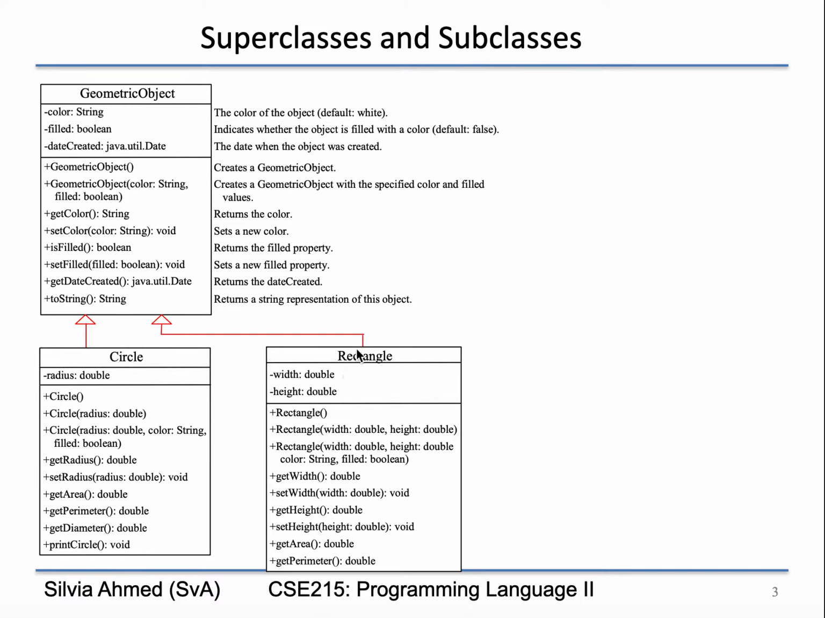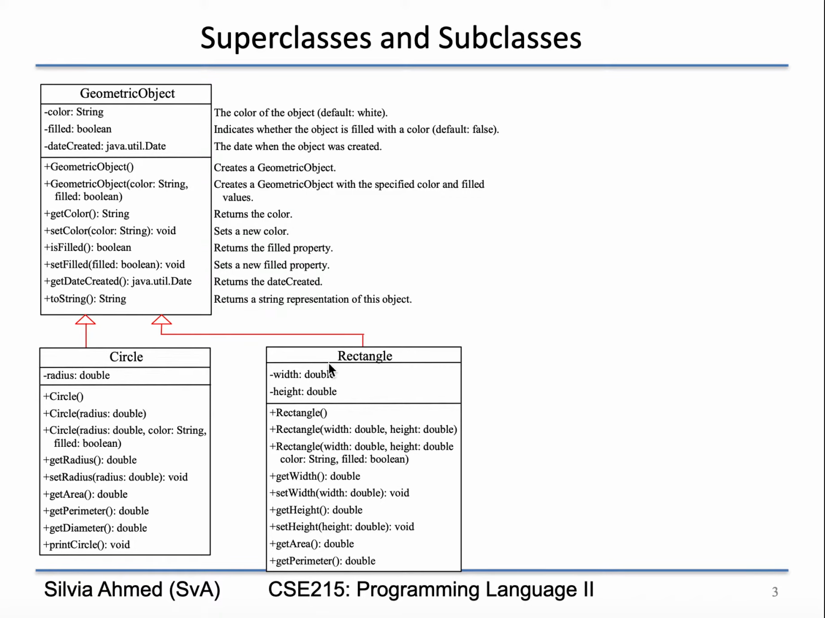Similarly, rectangle extends geometric object. So we are connecting rectangle and geometric object by this line, and the name of this relationship is extends, like before. The arrow or direction is from rectangle to geometric object, because we say rectangle extends geometric object, because geometric object is our basic common class. So rectangle extends the basic properties by adding its own properties.